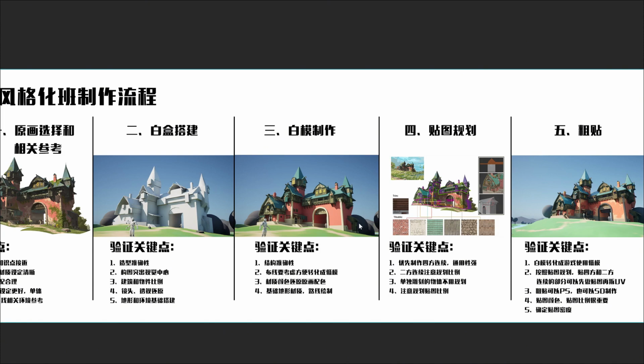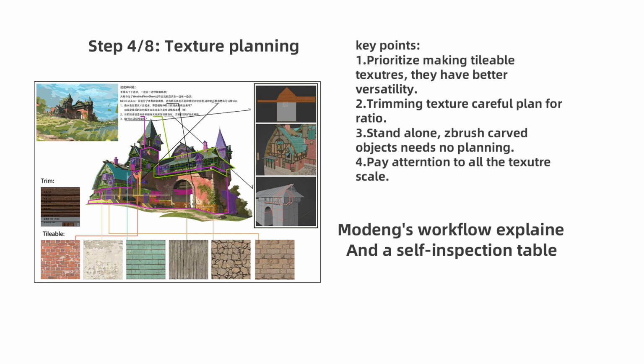Step 4: Texture planning. Many students have questions about this. Texture planning, key considerations. Prioritize 4-way tileable and 2-way tileable/trimmable textures for better versatility. Prioritize 4-way and 2-way tileable textures.